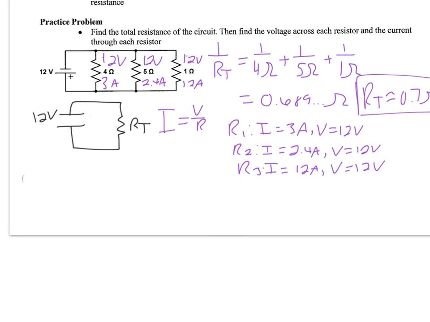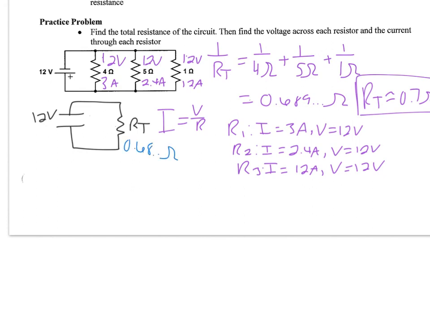So how do we know if that's correct? Let's look at our reduced circuit. Our total resistance here was 0.68, kept on going ohms. Our total voltage through that was 12 volts. Current equals 12 volts over 0.68, keeps on going ohms, and this equals 17.4 amps. So 17.4 amps total of current going in here.